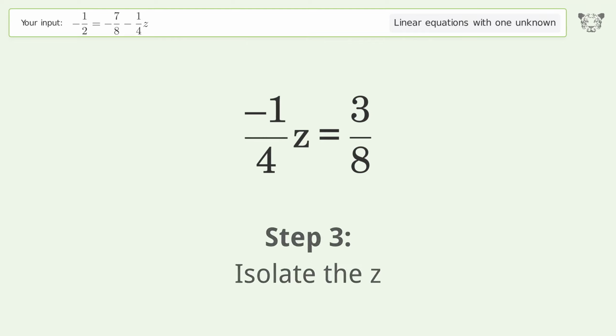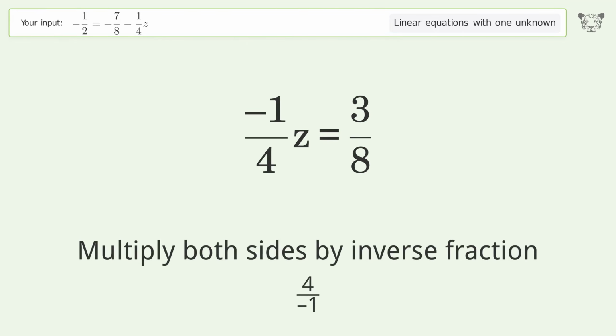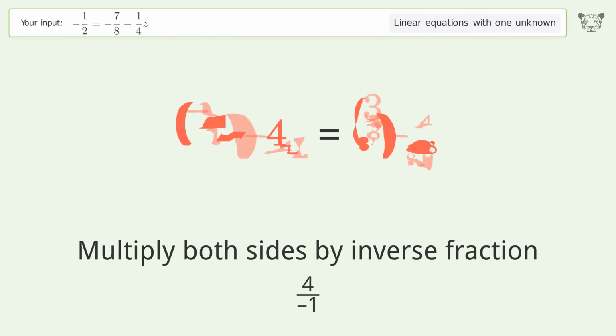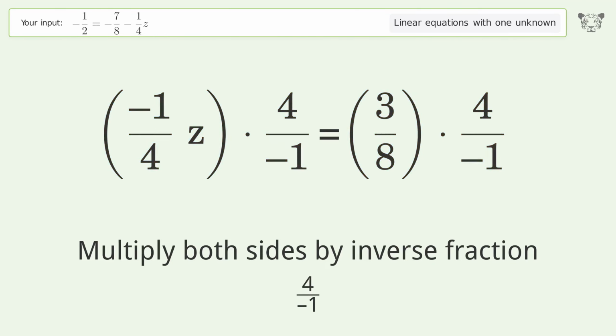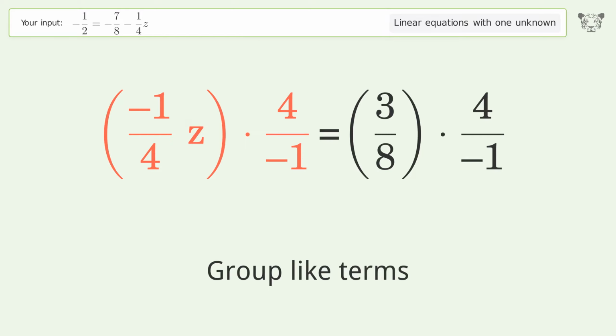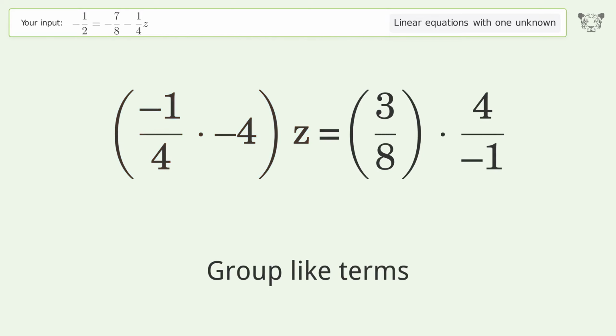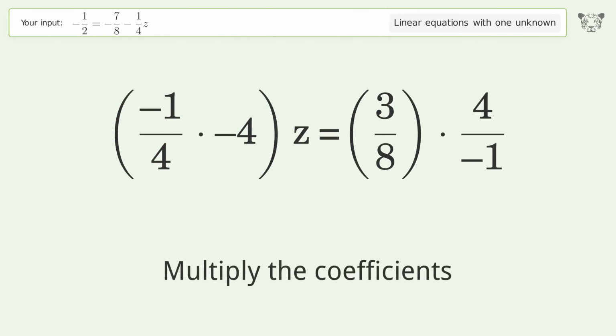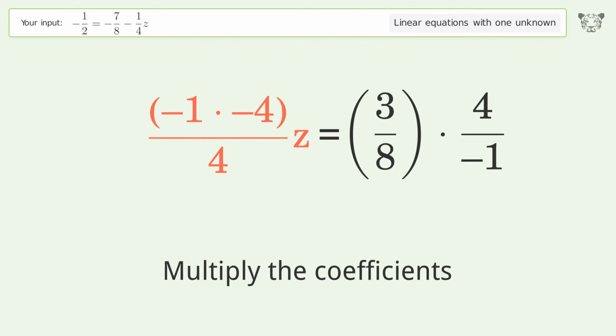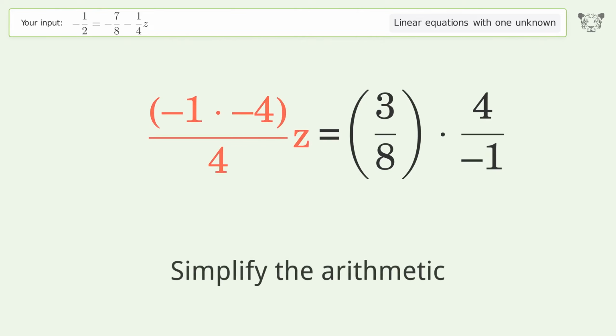Isolate the z. Multiply both sides by the inverse fraction 4/-1. Group like terms. Multiply the coefficients. Simplify the arithmetic.